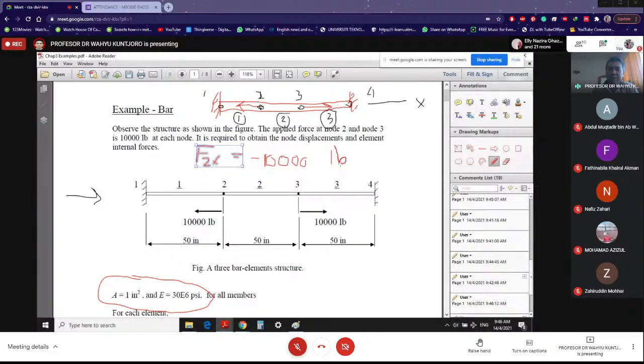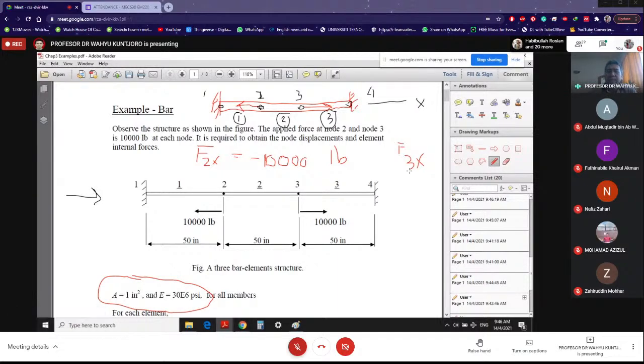So from here, you know that F3X is going to be 10,000 pounds positive. As you see here, this is very important. That's why you need to understand this first before you do anything else.